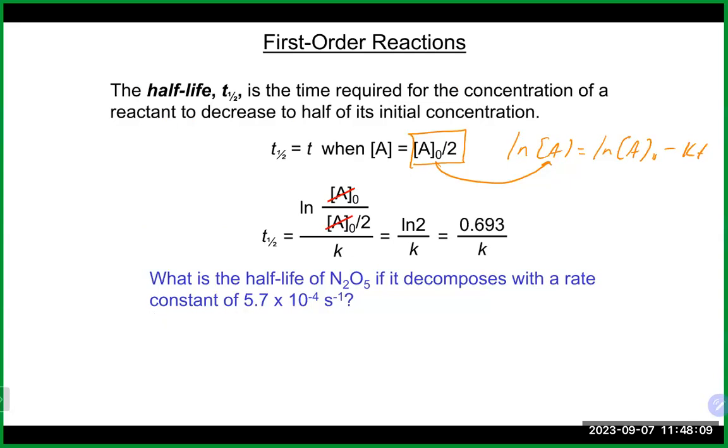All right, so when we do this, what is the half-life if it decomposes with a rate constant of 5.7 times 10 to the minus 4? And how do we know it's first order? All right, so see what you get for the half-life of that one now.